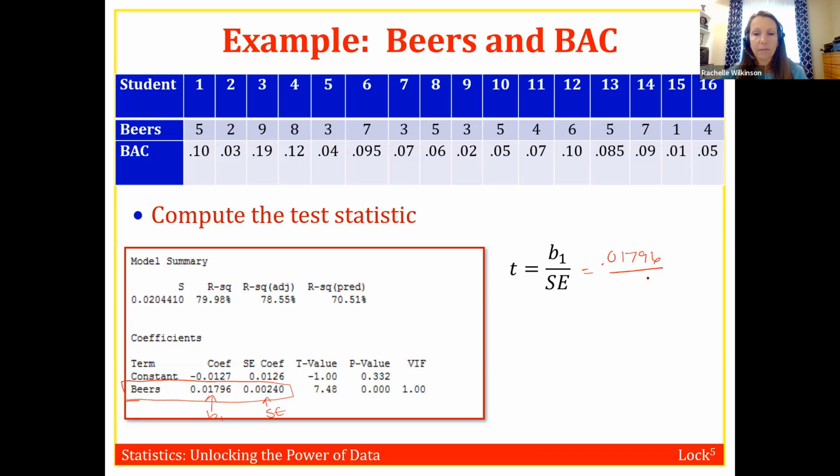0.01796 divided by 0.00240. If I do that calculation, 0.01796 divided by 0.0024 gives me 7.483. So my test statistic is 7.48.